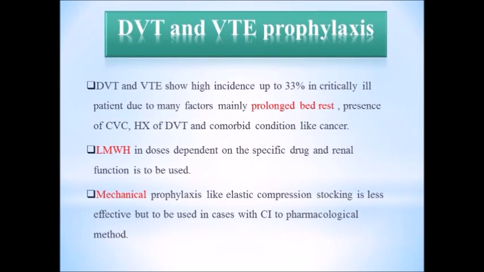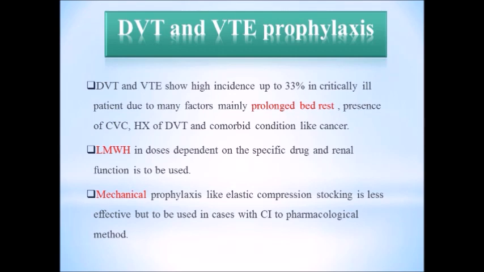Deep venous thrombosis and venous thromboembolism show a high incidence of up to 33% in critically ill patients due to many factors such as prolonged bed rest, presence of central venous catheters, history of previous DVT, and comorbid conditions like malignancy.